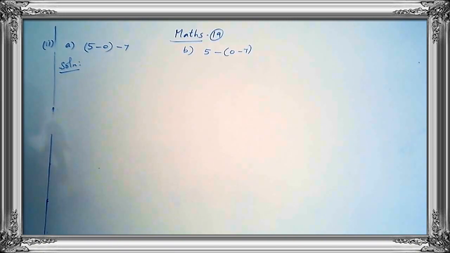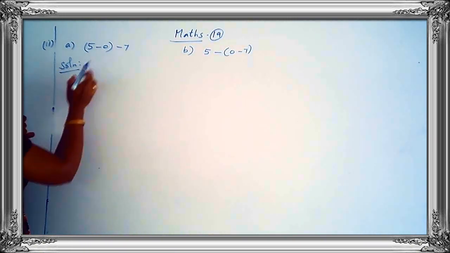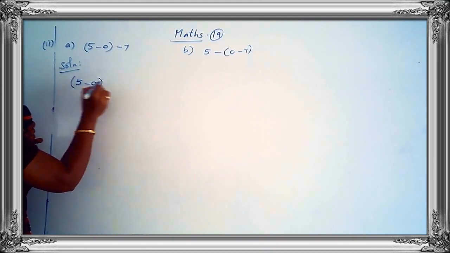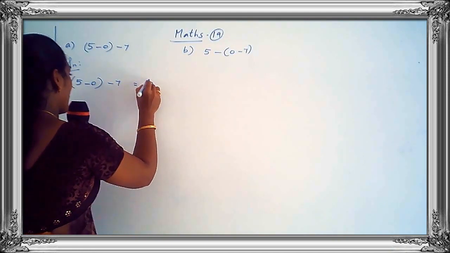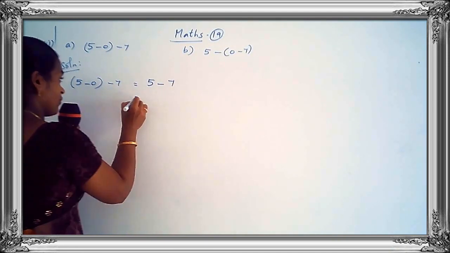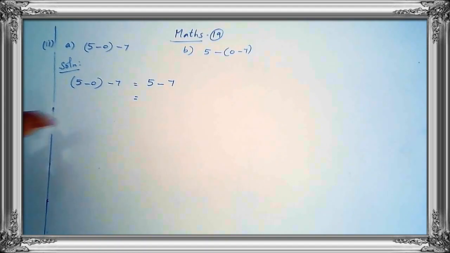Children, first of all we have to find the value of A part. What is given? 5 minus 0 minus 7. First of all we have to find the value inside the bracket. What is there inside the bracket? 5 minus 0. What is the value of 5 minus 0? 5 only. Yes, 5 minus 0 is equal to 5. So 5 minus 7. Now you say, 5 minus 7, what is the answer?